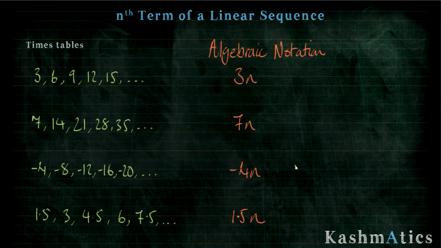And the reason why this rule works is because I can get to any number in the times table by multiplying 3, for example, by the number in the times table I'm after. So if I'm after the 15th number in the times table, I do 3 times 15, which would be 45. If I wanted the 20th number in the times table, I would do 3 times 20, which is 60. So this algebraic notation helps us to get to any number in the times table that we're after.